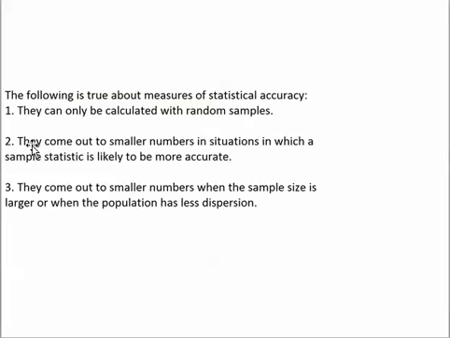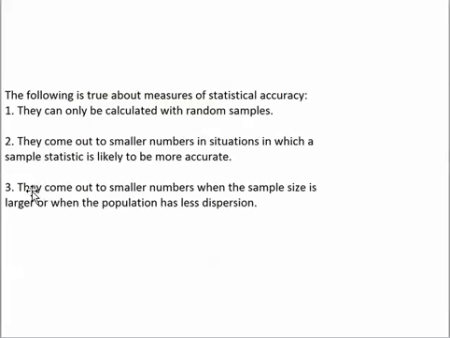Measures of statistical accuracy come out to smaller numbers in situations in which the sample statistic is likely to be more accurate. If I calculate a measure of accuracy like a standard error or a margin of error, and it comes out to a small number, that's telling me that my statistic is likely to be accurate. It's telling me that my statistic is likely to be close to the unknown statistic that I'm estimating. However, if the measure of accuracy comes out to a big number, that's telling me that my sample statistic is likely to be not very accurate. It's likely to be far off from what I'm estimating.